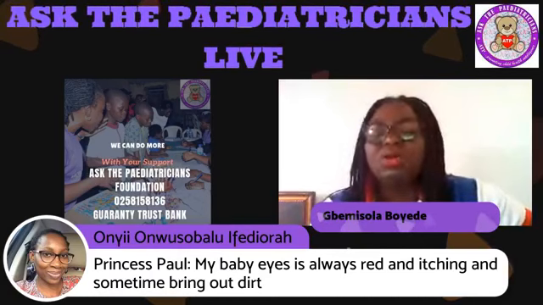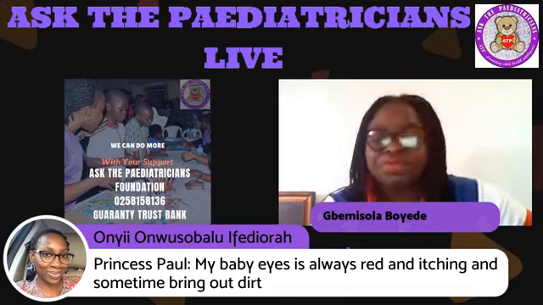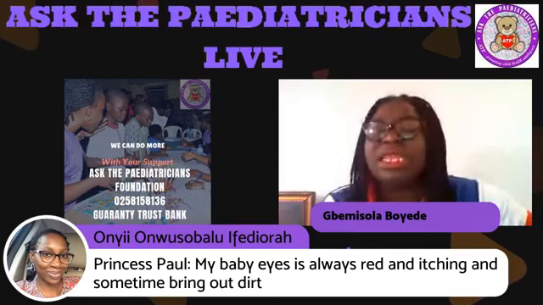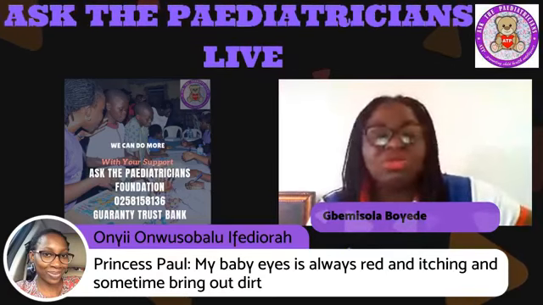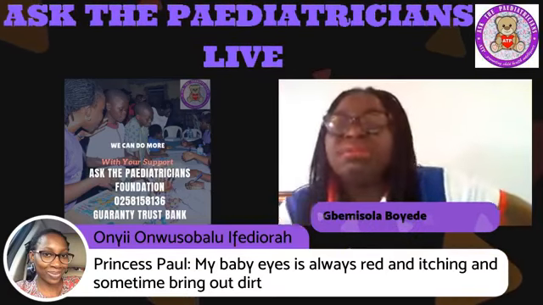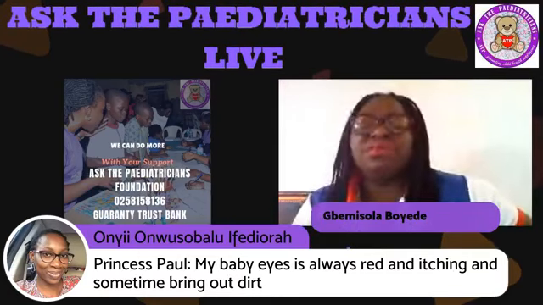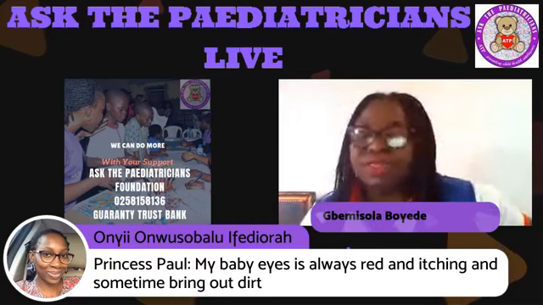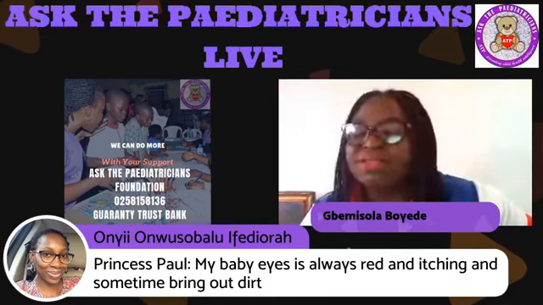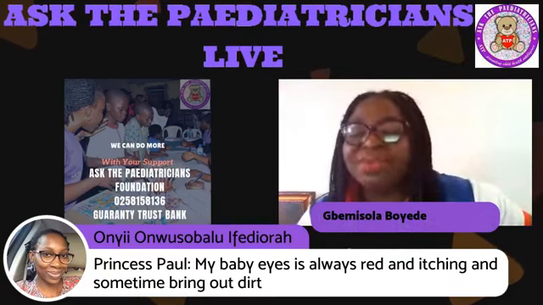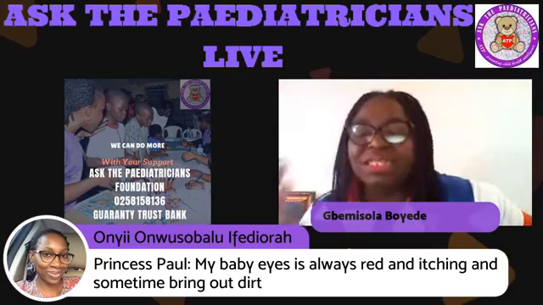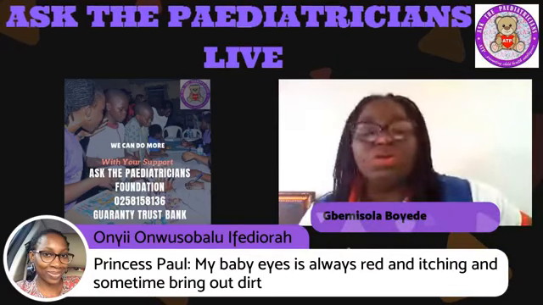Okay, now let's go on. Paul is asking, my baby's eye is always red and itching and sometimes brings out discharge. So I don't know. You didn't tell us how old your baby is. You didn't tell us how long this has been going on and all that.